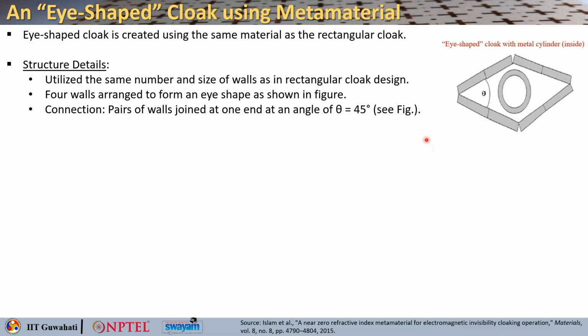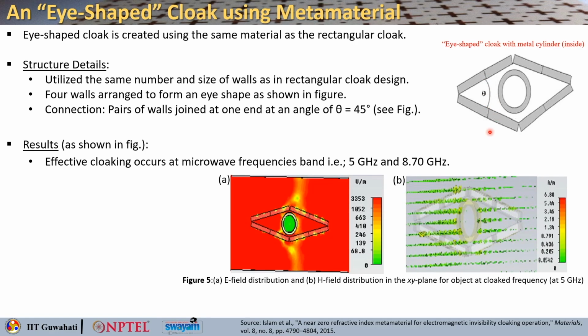The structural details here remain very similar to what we have seen in the previous slide. It utilizes the same number and size of the side walls as in the rectangular cloak. As you can see, the four walls are arranged to form an I shape in the figure. The pair of walls are joined at one end, and typically the angle is around 45 degrees.